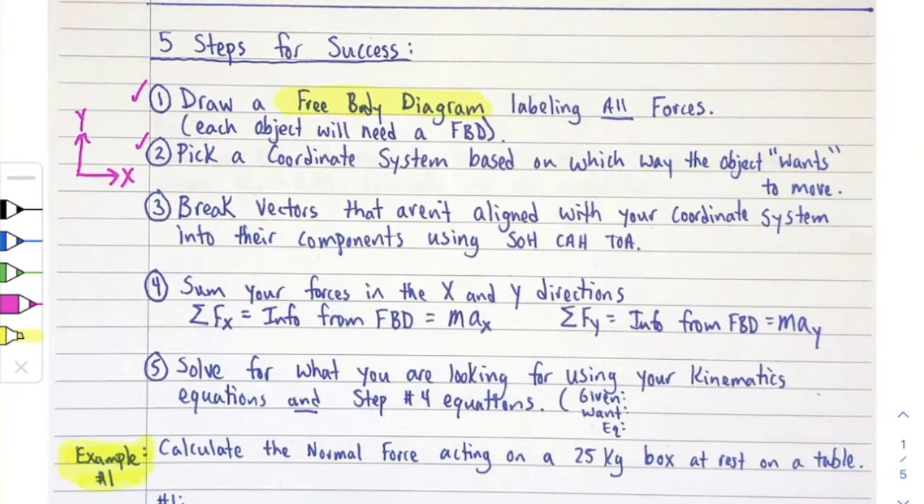Step number 3 for success, break vectors that aren't aligned with your coordinate system into their components using SOHCAHTOA. We'll get more into it and it'll make more sense when we're actually doing a problem. But just know, if you're going to do SOHCAHTOA in physics, that means on your calculator you got to be in degree mode. But that's only if you want the right answers.